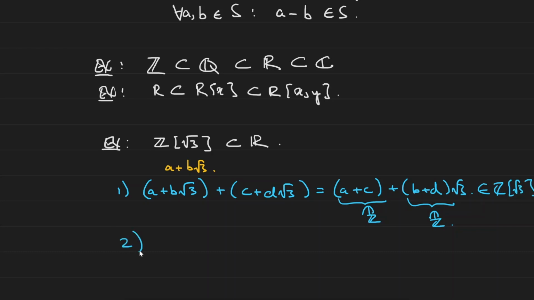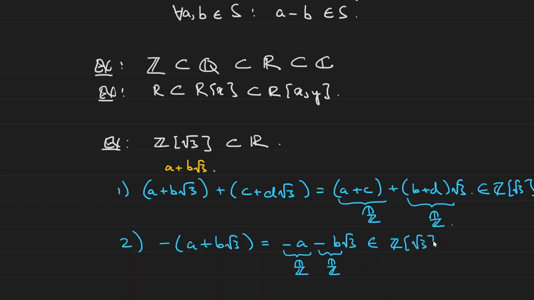Next, we need to check that additive inverses are in there. So if you want the negative of A plus B square root of 3, then this is just negative A minus B square root of 3. But obviously minus A and minus B are just integers. So it holds that the additive inverse of any element is always inside of Z adjoined the square root of 3.